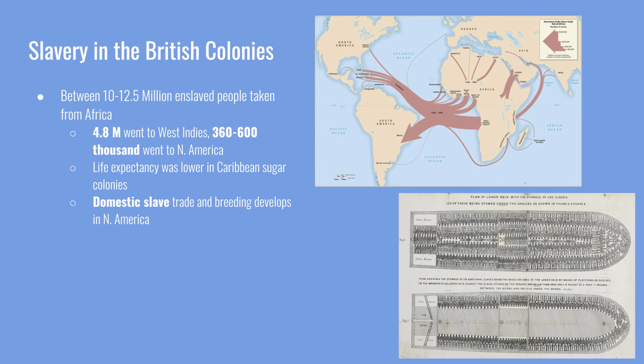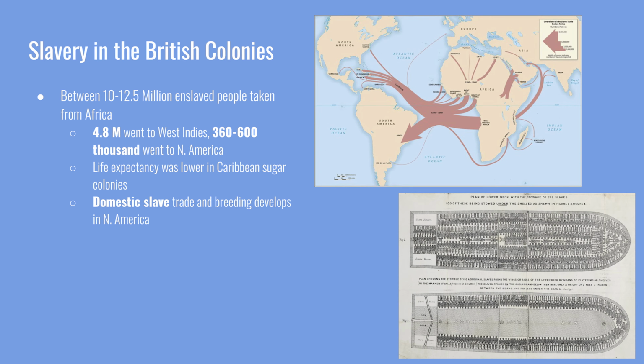Now, the estimates may differ, and the reason why the West Indies ended up importing more enslaved Africans is because life expectancy was lower in those sugar colonies. They were more exposed to the elements, it was harder work, and so therefore they had a lower life expectancy. As enslaved Africans on these sugar plantations continued to die, they would import more and more. In the British colonies, they had better weather.